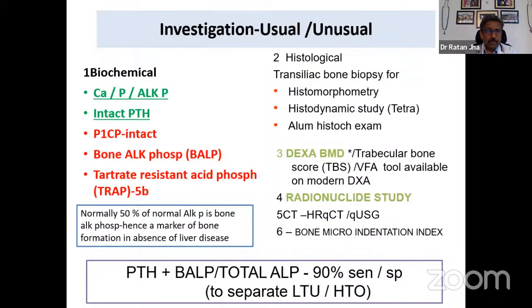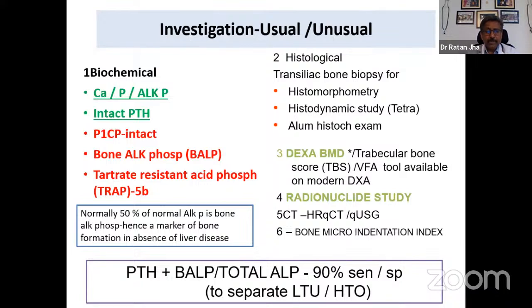The red colored P1CP or P1NP, where we look at the intact molecule of procollagen peptide, which is a bone formation marker, bone alkaline phosphatase, and tartrate resistant acid phosphatase TRAP 5B can be done wherever available in patients of chronic kidney disease. Histological assessment, high resolution quantitative CT or quantitative ultrasound, and bone microindentation index are probably available in research centers, and they are not part of routine investigation.